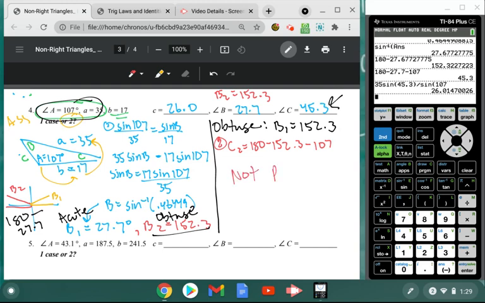Yay. I don't have to finish, but I could. I could have if it was possible. So I can cross this one off. Even though there were two possible cases, the obtuse angle was way too big. It was not going to work for a triangle.